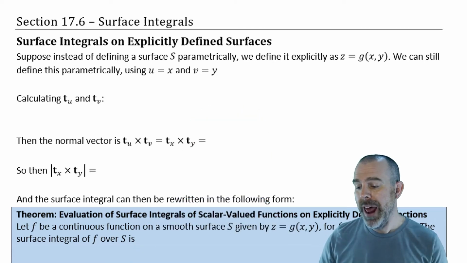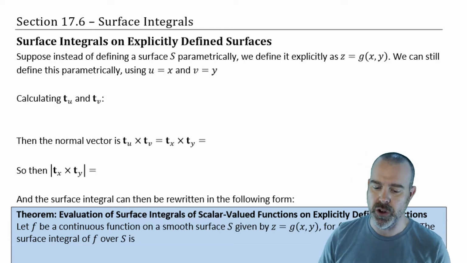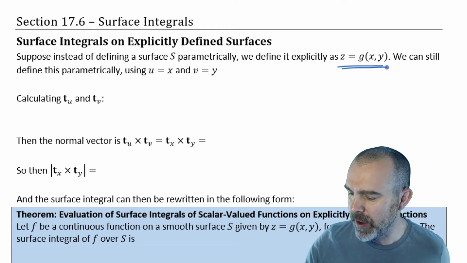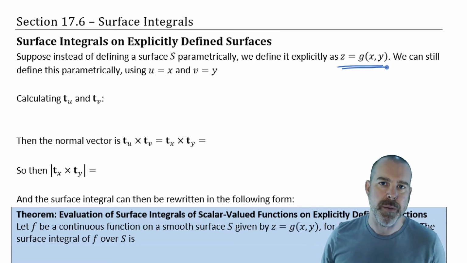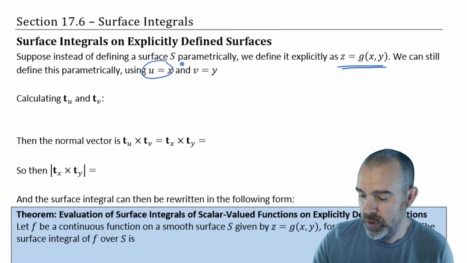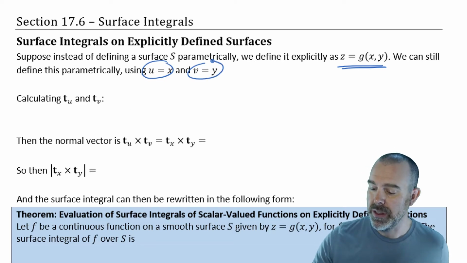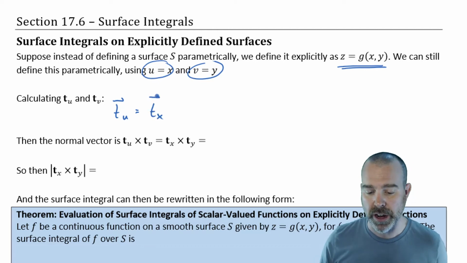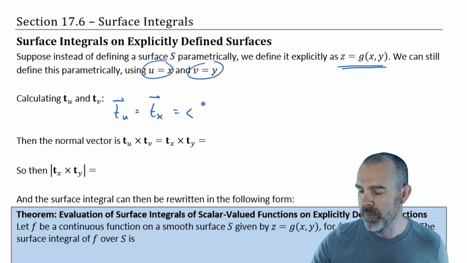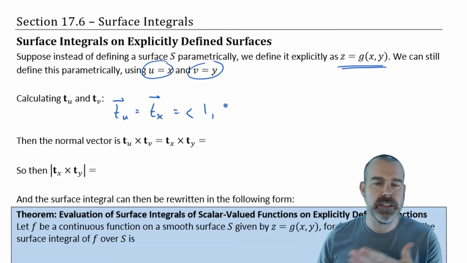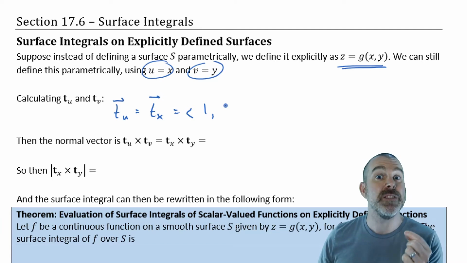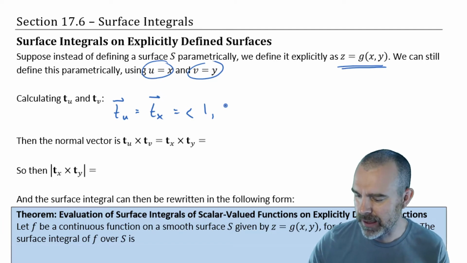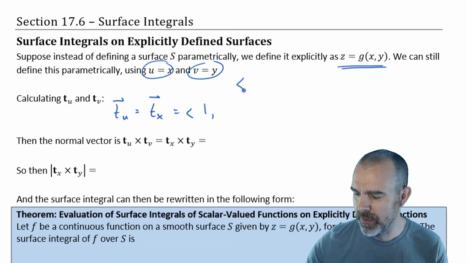So first, what happens if we have an explicitly defined surface where z is some function of x and y? Well, we can still do that parametrically. It's just a little redundant. You can just use u as x and v as y. So the tangent in the u direction would just be the tangent in the x direction. In the x direction, x is increasing, y is fixed. So you can think of it as x, 0, and z.